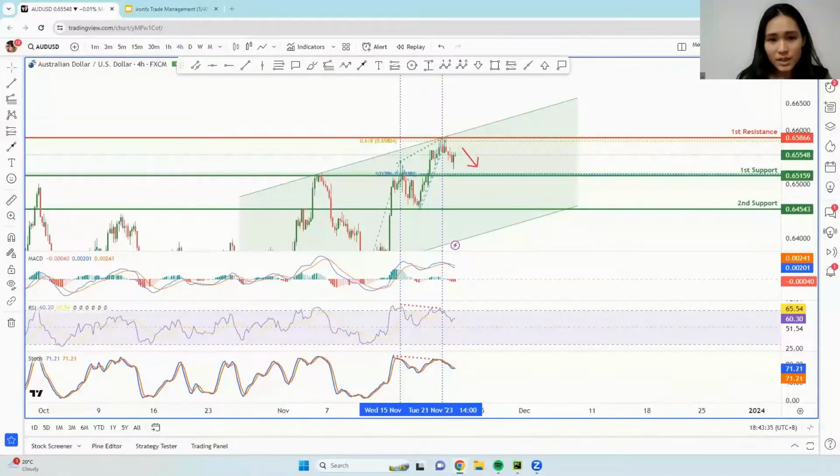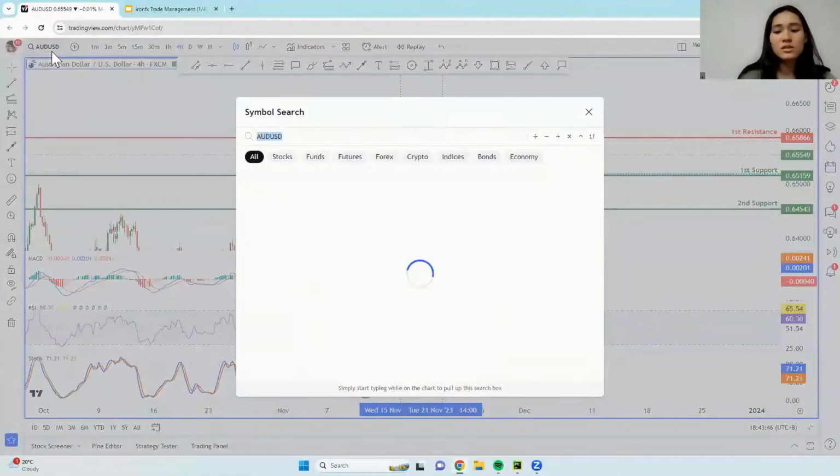Okay, I think we have another request for gold. Okay, let's take a look at gold.